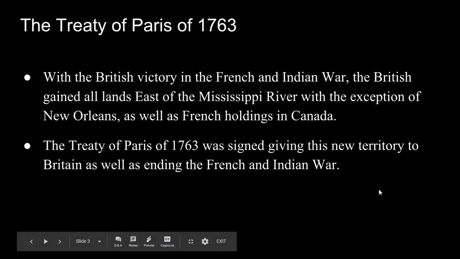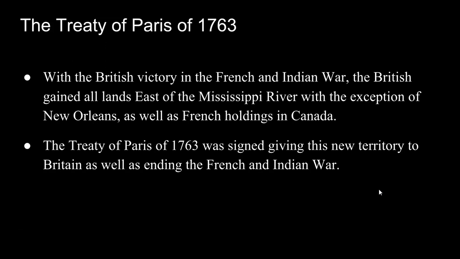The treaty that ends the French and Indian War is called the Treaty of Paris of 1763, and there's not a ton of dates that you need to remember for this course, but this is one, 1763, and you'll see why at the end of the unit when we talk about the Treaty of Paris of 1783. So there's another Treaty of Paris in this very same unit, so we have to make sure that we know the date for this one.